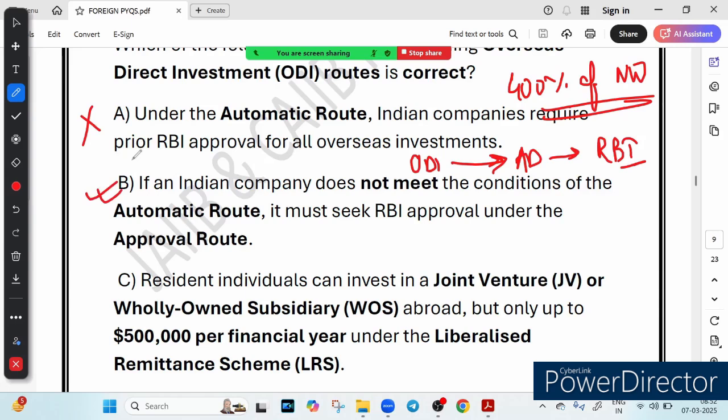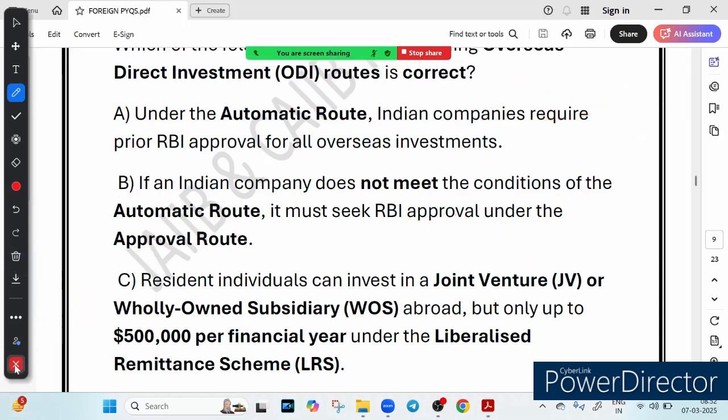Option C claims that a resident individual can invest up to $5 lakh per financial year under LRS. This is completely incorrect because the maximum limit is $2,50,000 under LRS. That's it, per financial year. Okay, and let's go through option D. What does option D suggest?